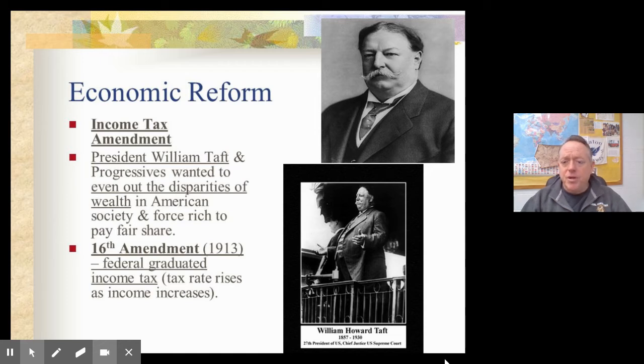After Roosevelt becomes president, and again, it's really important in the progressive era to know that there are three progressive presidents: Roosevelt, Taft, and Wilson. All three are from different parties: two Republicans, one Democrat. All right, so this is a big movement.